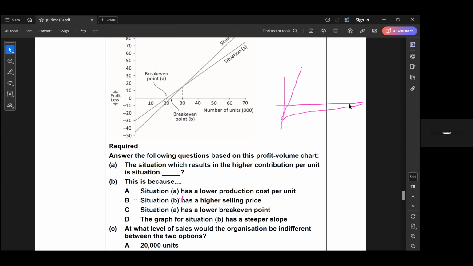But then situation A has got, B has got steeper, no? B is steeper, no? If you look at it, yes, ma'am. So this is more spread out. So at what sales will be indifferent, that is okay, clear.